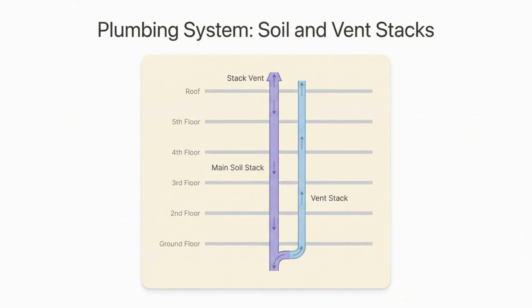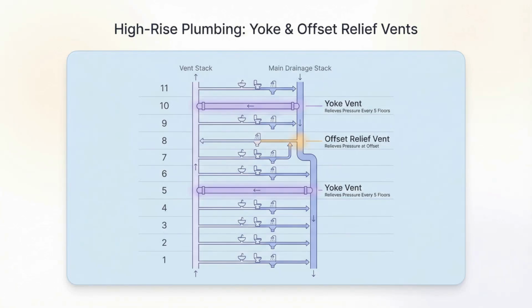For really tall buildings, those over 11 stories, the engineering gets even more rigorous. You must install yoke vents, which tie the drainage stack to the vent stack every 5 stories to relieve trapped pressure zones. Also, if your main stack has a horizontal offset longer than 1.5 meters, you might need an offset relief vent to prevent the pressure from blowing out the trap seals in the fixtures above.